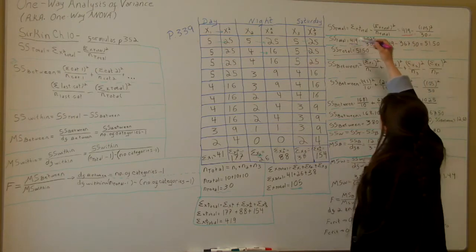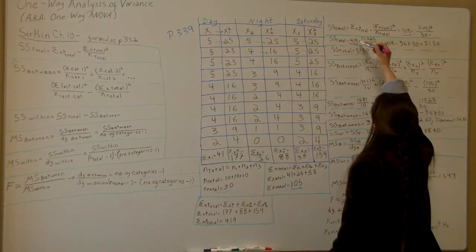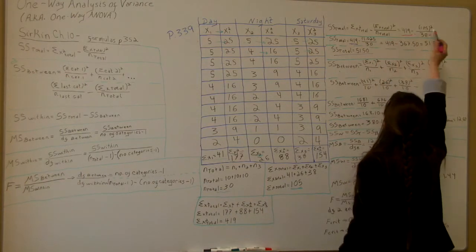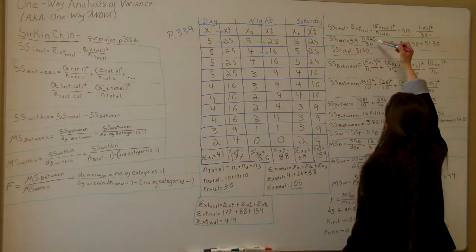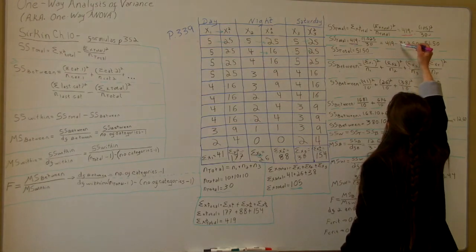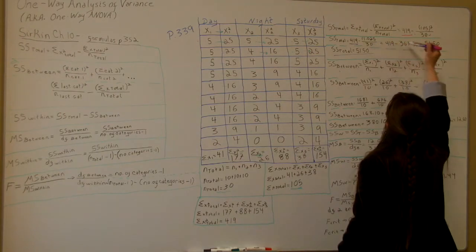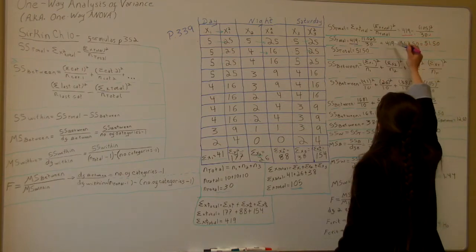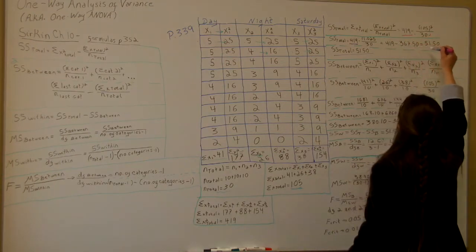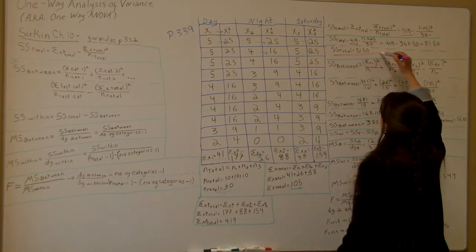So what we do first is we show our professor all the work. It's 419 minus, first, 105 times 105 is 11,025, divided by 30, which equals 367.50. So 419 minus 367.50 is 51.50. That is our sum of squares total.